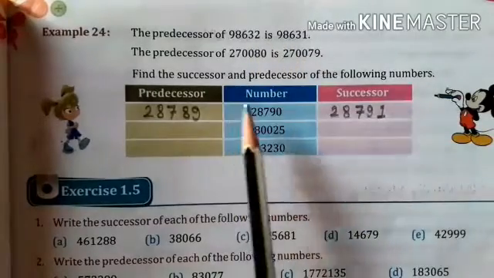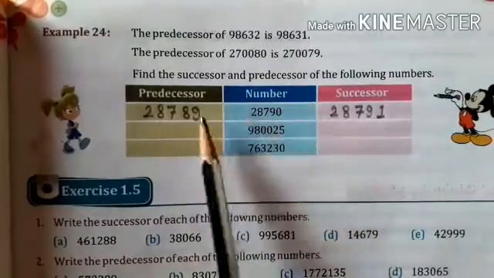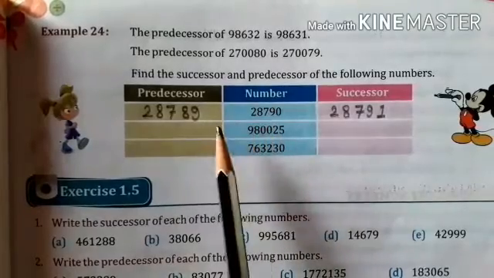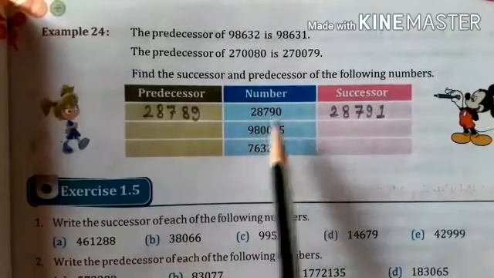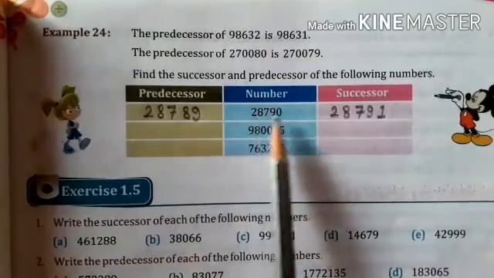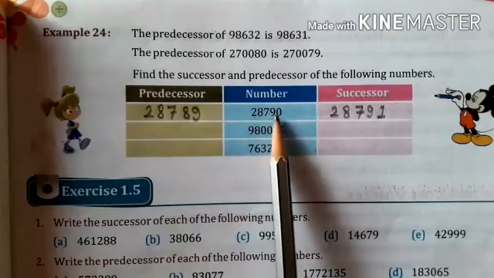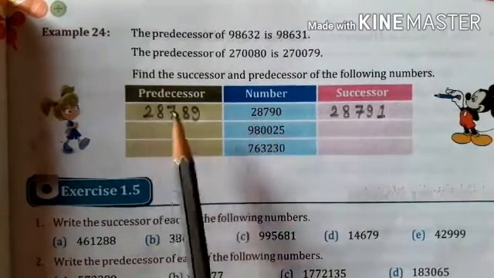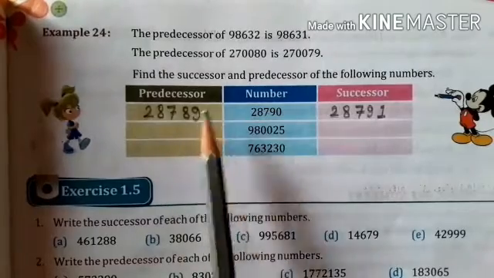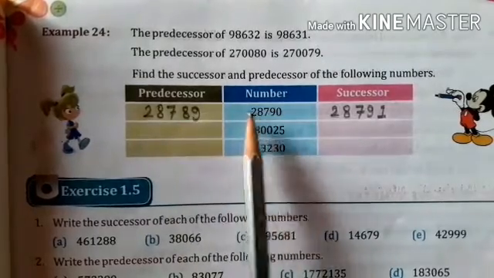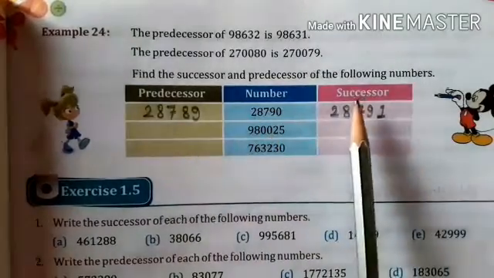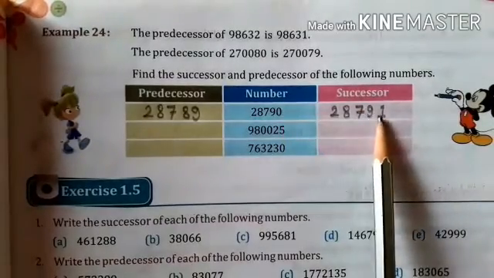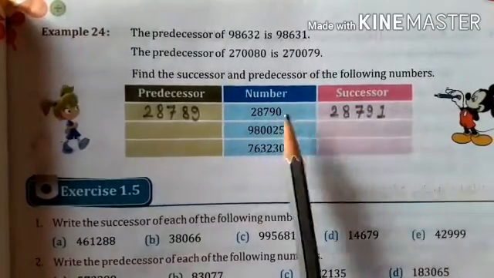Okay. Now I am showing you one example. Look here. These are the numbers given here and we have to write the predecessor and successor of these numbers. Okay. Look at this number, 28,790. The predecessor of this number is 28,789. That comes before this number. And the successor of this number is 28,791. That comes after this number.